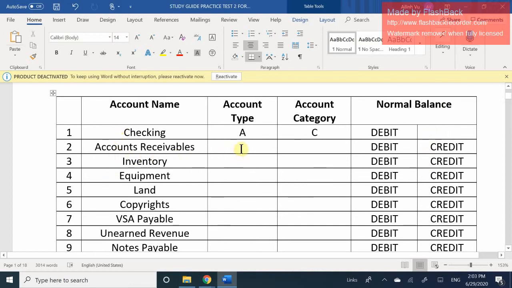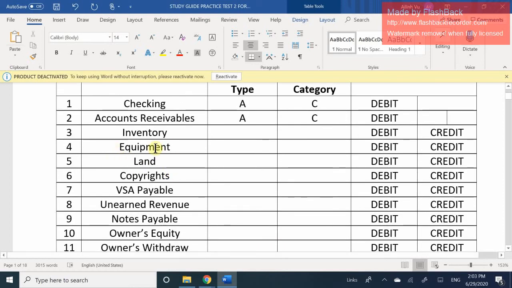What is accounts receivable? It's an asset. It's current, yes, and it has a debit balance, because it's another form of cash, right? It's something that you actually own.